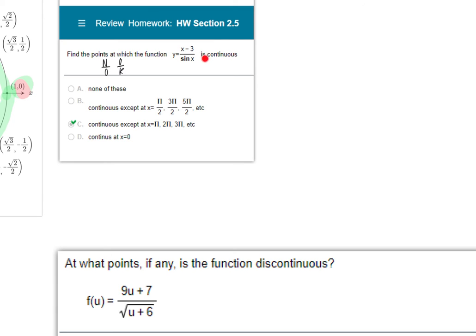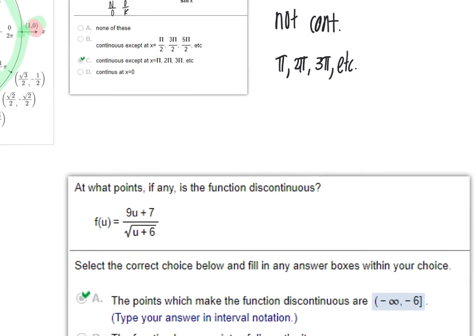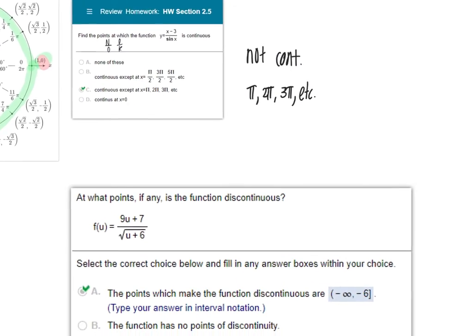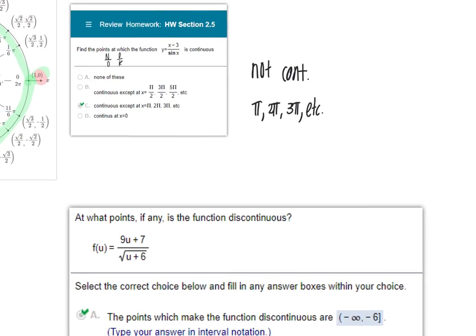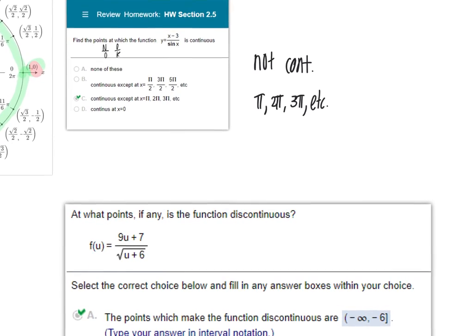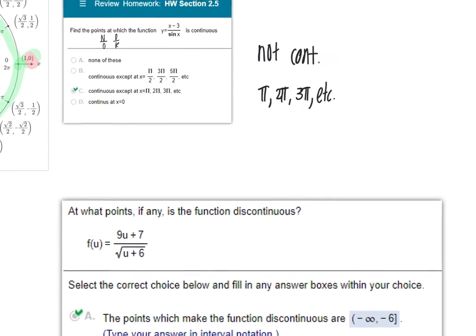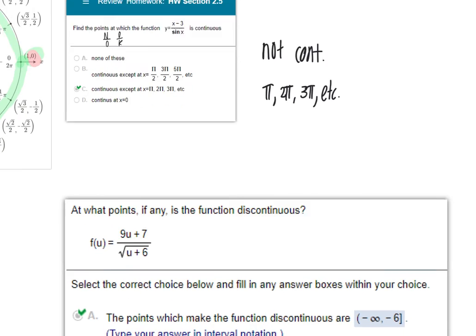So if this one up here asked where you were not continuous, you would say, I'm not continuous at intervals of pi and 2 pi and 3 pi, etc. You see how that answer is almost the exact same? Not continuous at this. So they're really the same type of question. Now, again, I do realize the one that we just did had trig in it, but it wasn't the trig that really determined the continuity. It was the fact that something made the denominator 0.